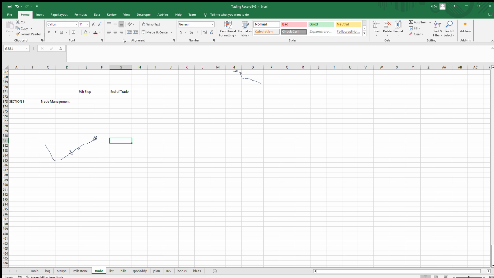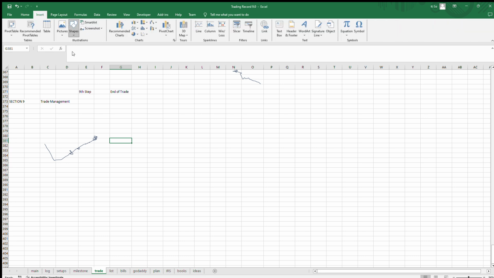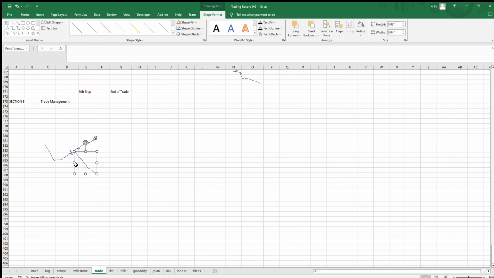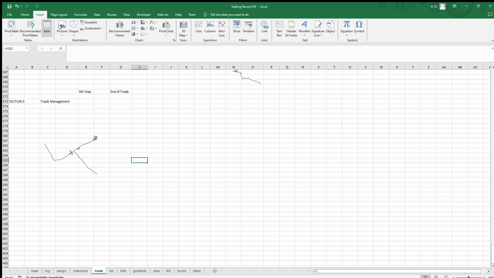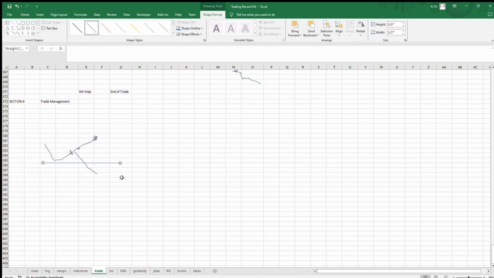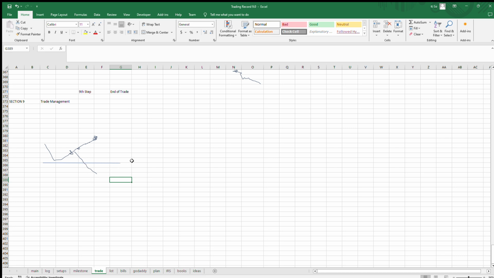But if for some reason, after I enter, it drops, then my stop loss will take care of it here. That's the stop loss right there. That'd be the entry, and here's where I will add, and then profit. Okay, right there. That's how it's going to be.